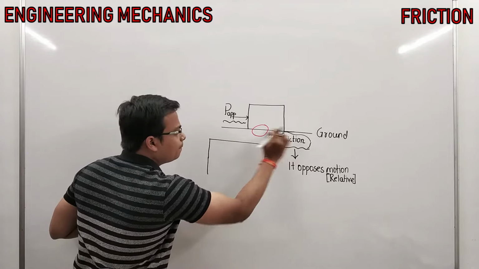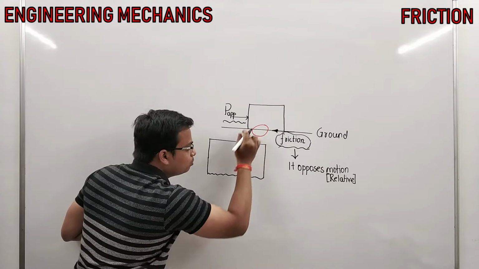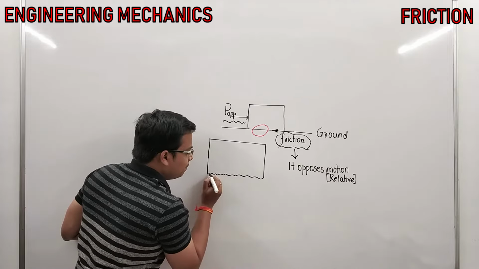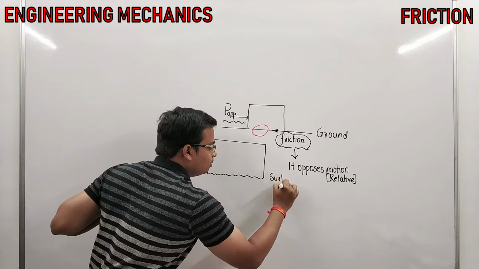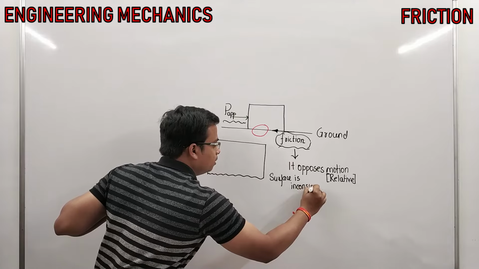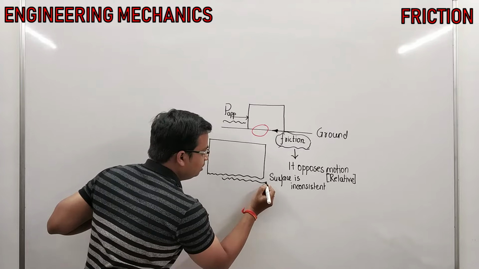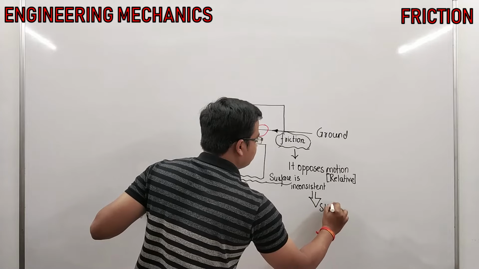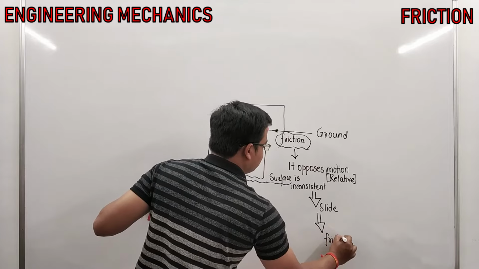So the surface is actually not always smooth. Rather, the surface is something like this. So we have zoomed into this point, and what we found is that the surface is slightly disturbed, or the surface is inconsistent. Right, now what about this ground? Even the ground is inconsistent. And when these two inconsistent surfaces slide over each other, it leads to a force that is known as the friction force.